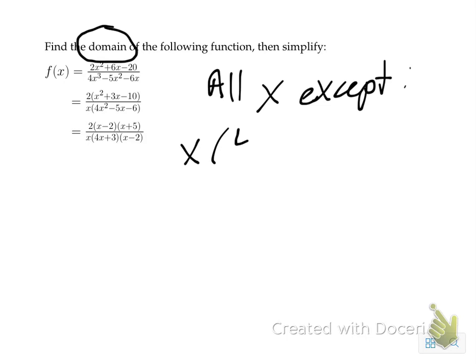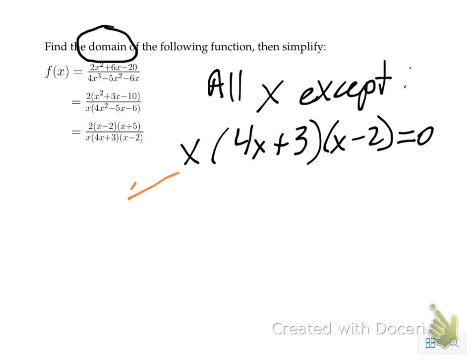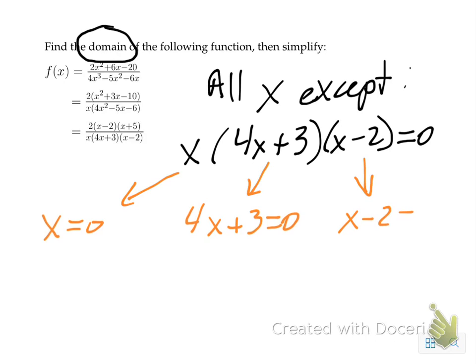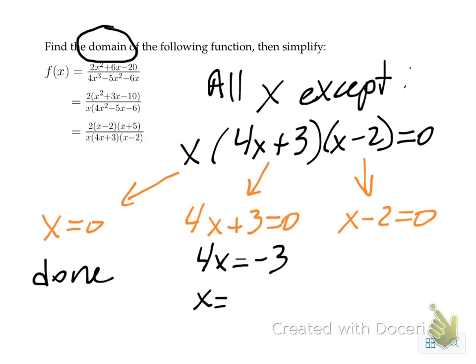So that gets me the domain. All x values will work in this function except any that make that denominator equal to 0. So I look at, well, okay, how do I solve one of these equations that are written in this factored form, factors equal to 0? And that pretty much sums it up. You set each of those factors equal to 0 individually and figure out what x makes it equal 0. Well, x equals 0 is done. What x makes 4x plus 3 equal to 0? That's x equals negative 3/4, and what x makes x minus 2 equal to 0? x equals 2.